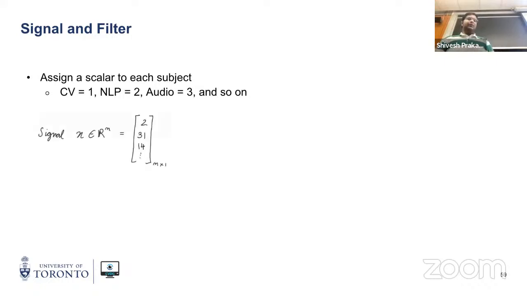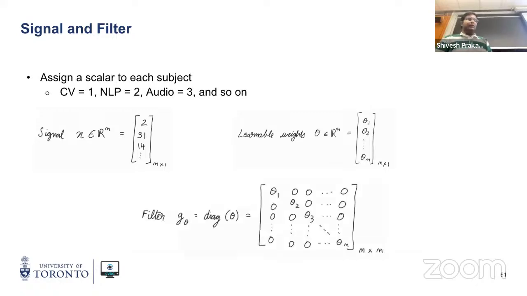What we can do is we can basically make a signal of size R raised to n, where n is the number of nodes. So you have one scalar value coming from each node, and you can make that into a signal of size n by 1. And for each layer, you will have a set of learnable weights, which again you can think of as being R cross n cross 1, theta over here. And you can convert this set of learnable weights into a filter by taking its diagonal matrix, and it gets into an n cross n matrix.